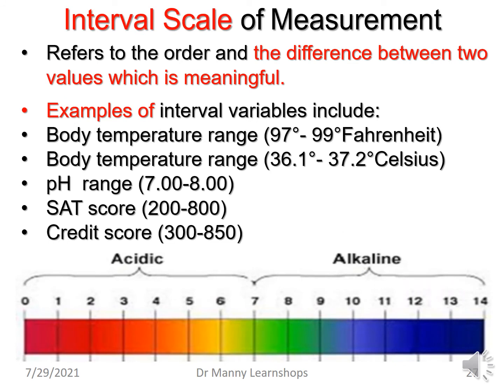The next scale of measurement is an interval scale, and this refers to the order and the difference between two values which are meaningful. So for example, the interval variables include body temperature range, pH range, SAT scores, your credit rating.